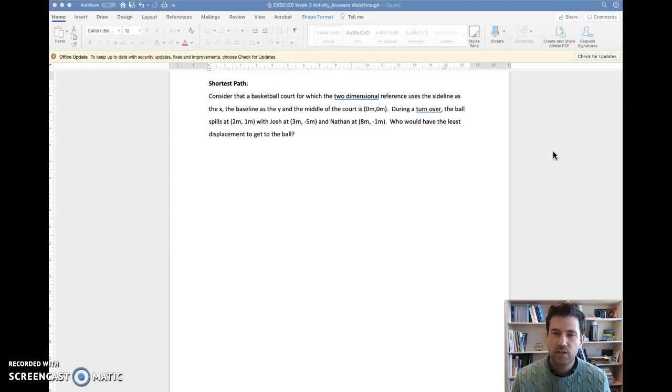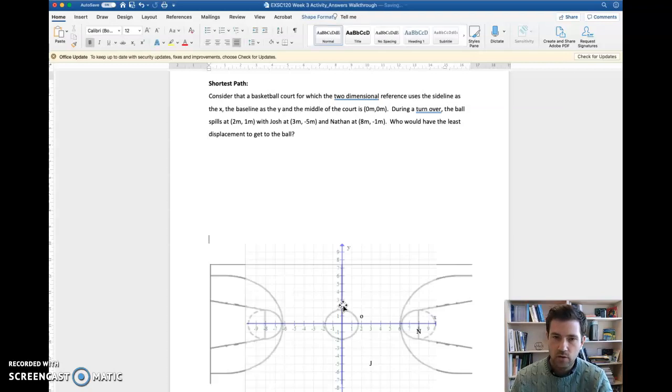So you can do this without actually drawing the coordinate system if you know the math. But if you're having trouble with that, I'd recommend drawing out a coordinate system. It visually just makes it a little bit simpler to follow along. So I've got one of those here I've drawn up. So you can see coordinate system here, just overlaid a basketball court to give you a bit of context.